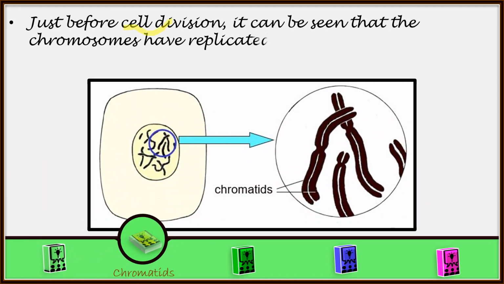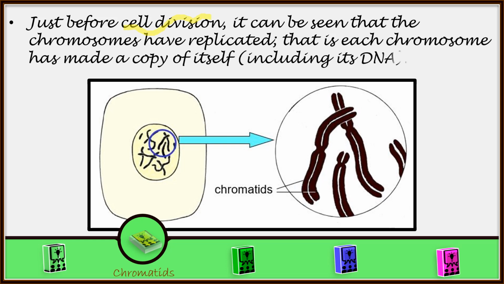Just before cell division, it can be seen that the chromosomes have replicated. That is, each chromosome has made a copy of itself, including its DNA. So what we are seeing here is that the chromosomes have replicated. Replicated means that a chromosome now makes a copy of itself. That is when the cell is about to start cell division. So it is always one chromosome.